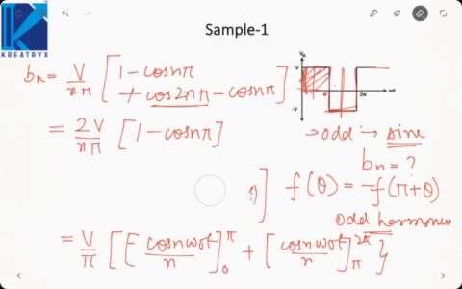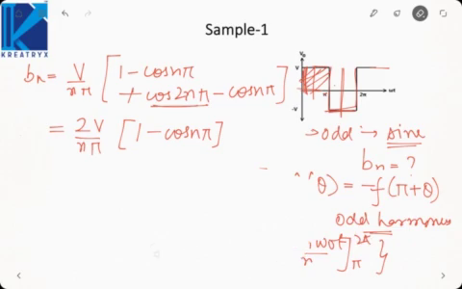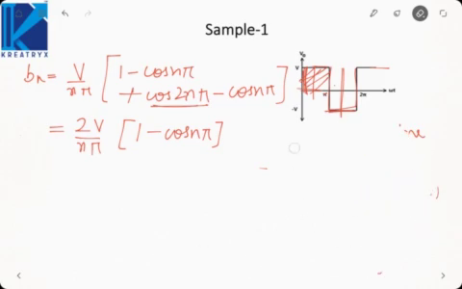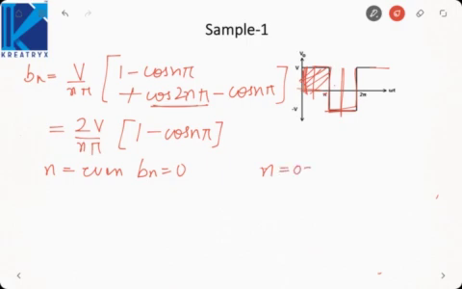Now if n is even, that is 2, 4, 6, then cos of n pi will be 1 and bn will be 0. If n is odd, cos n pi is minus 1. So bn is 4V by n pi.